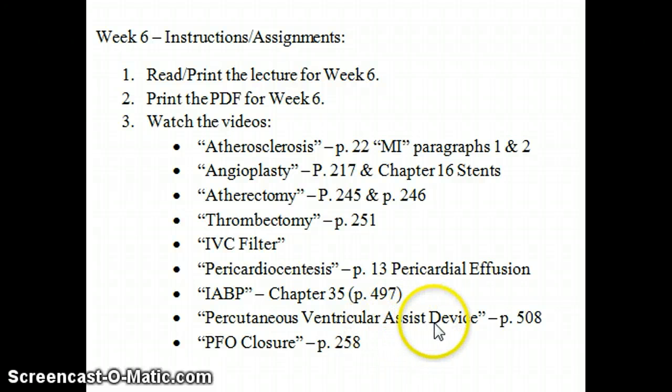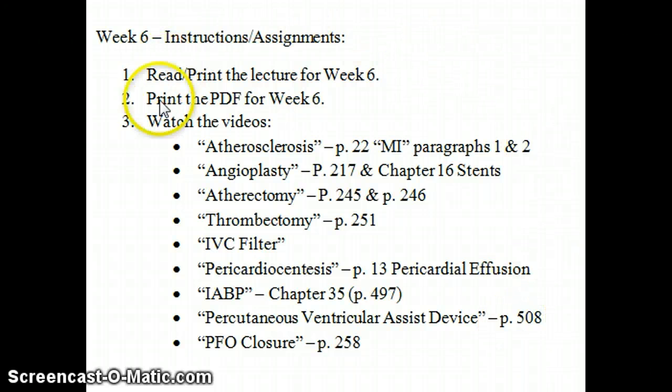Percutaneous ventricular assist device. Keep in mind that there are 2 types of ventricular assist devices. There's one that requires open heart surgery, and of course we don't put those in a cath lab. We put in the percutaneous type. The percutaneous type is more of a short-term, temporary solution, whereas the one that is inserted during open heart surgery is more of a long-term device that the patient has. And then the PFO closure. I explained to you what a PFO is, and there's more about it on page 258.